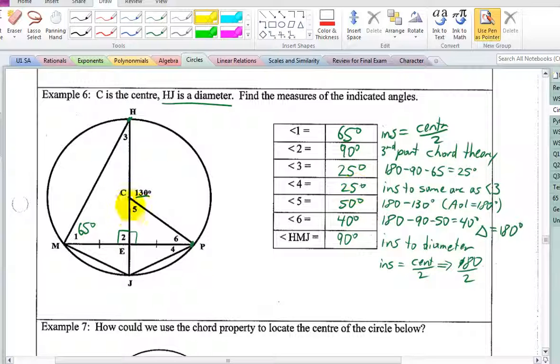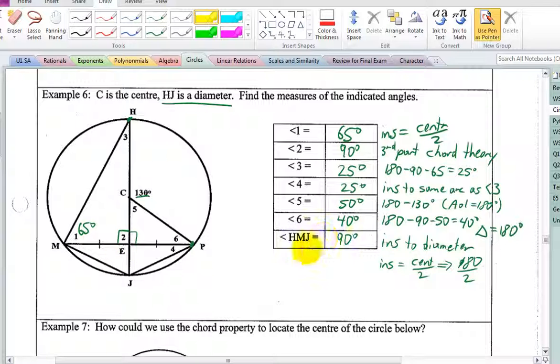Angle 5, you have a straight line right here, which is 180 degrees. So those other two angles add up to 180, so we can subtract. Okay. So 180 minus 130 equals angle 5, the leftover part. Angle 6 is going to be another triangle, so the triangles add up to 180, so we can subtract 180 minus 5 minus 90. Remember, it's 90 degrees on both sides of the line.